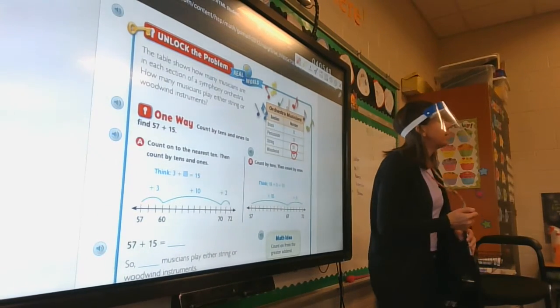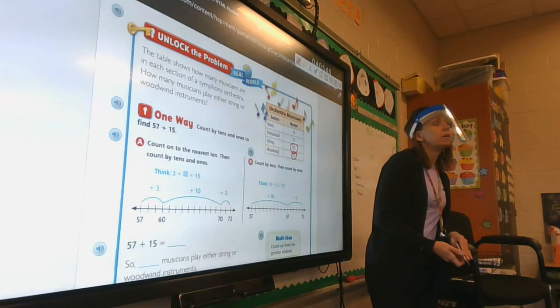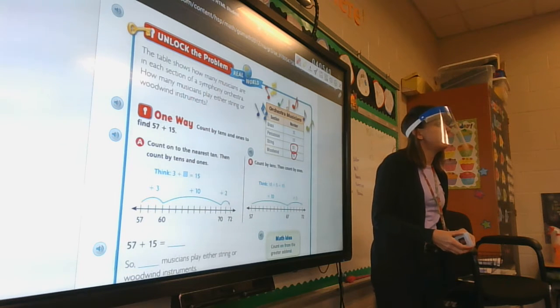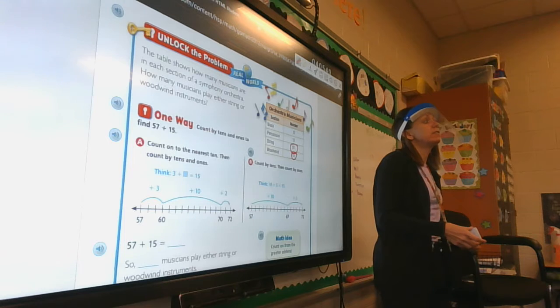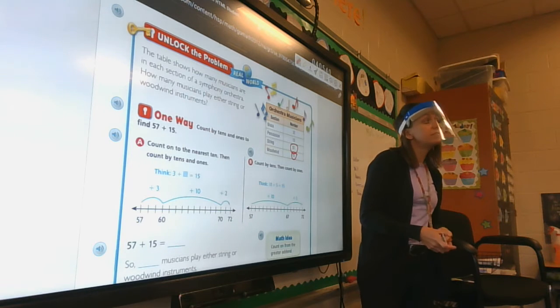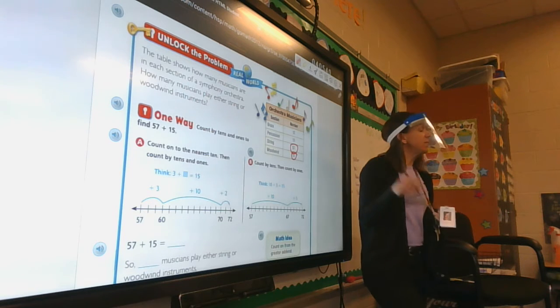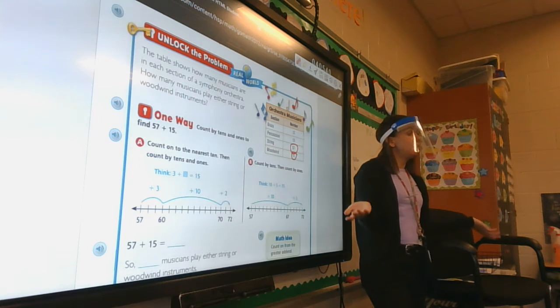Okay. Riley, what? You can't find your pencil. Well, where do you think you could get a pencil? Do you not have any more on your desk? Do you have any in your locker? Go grab one.